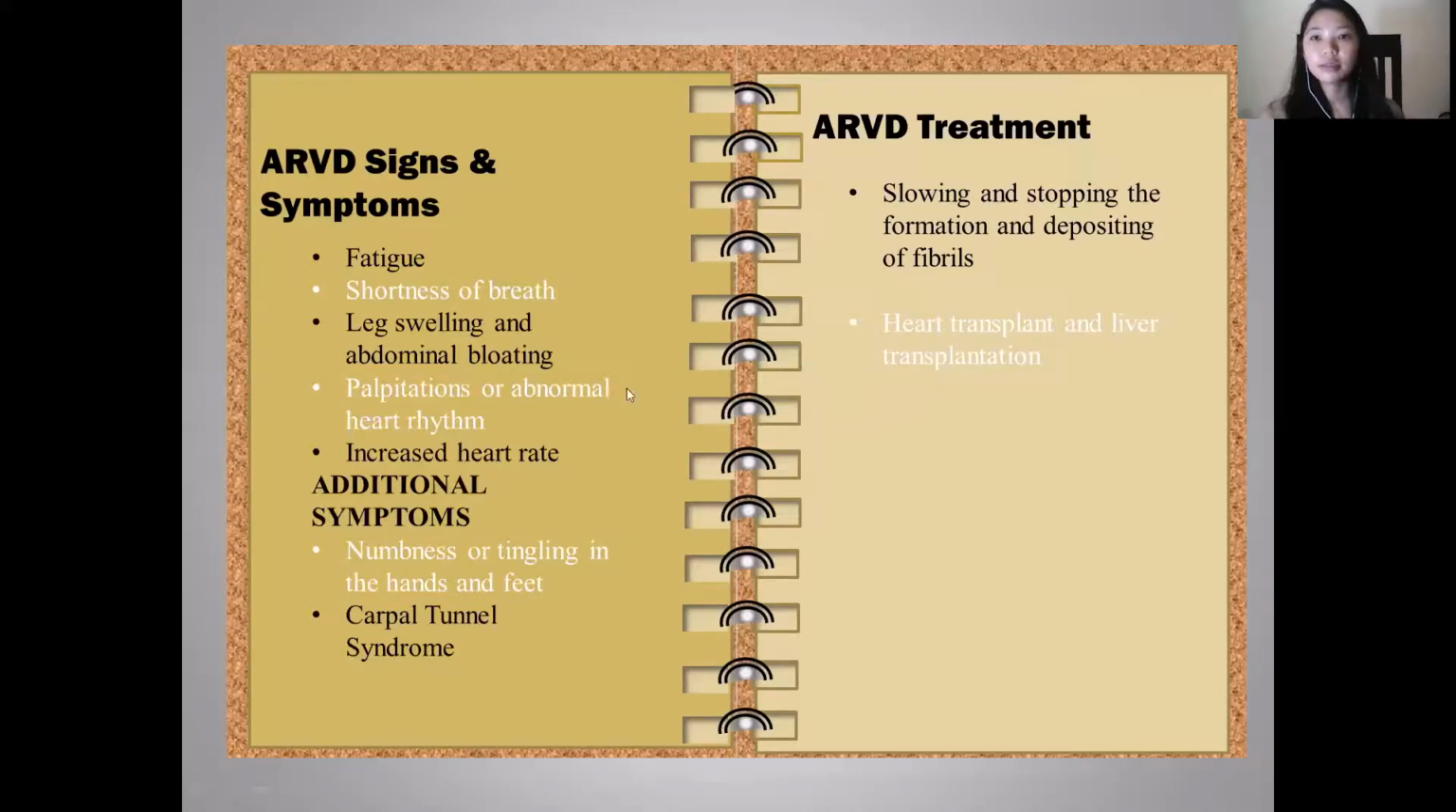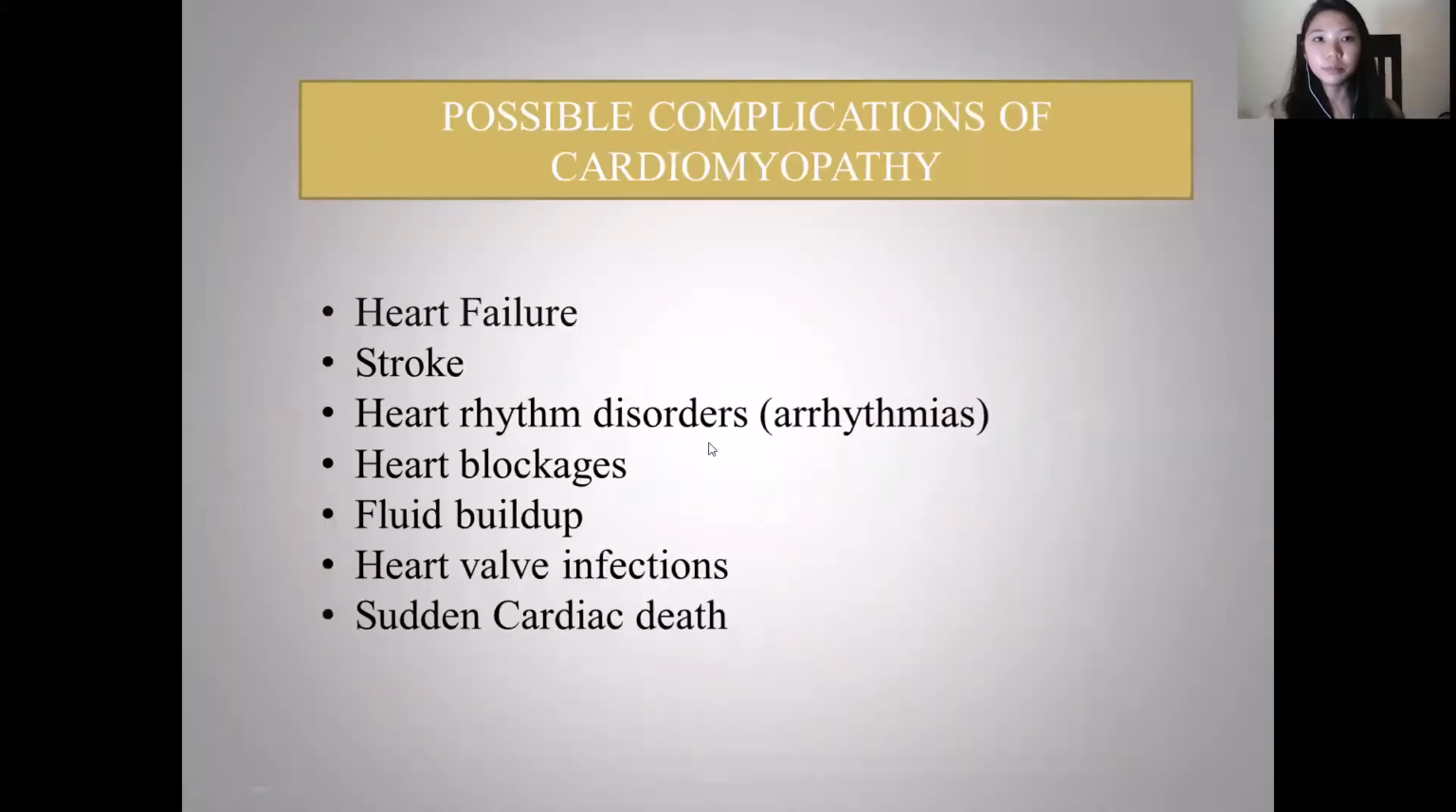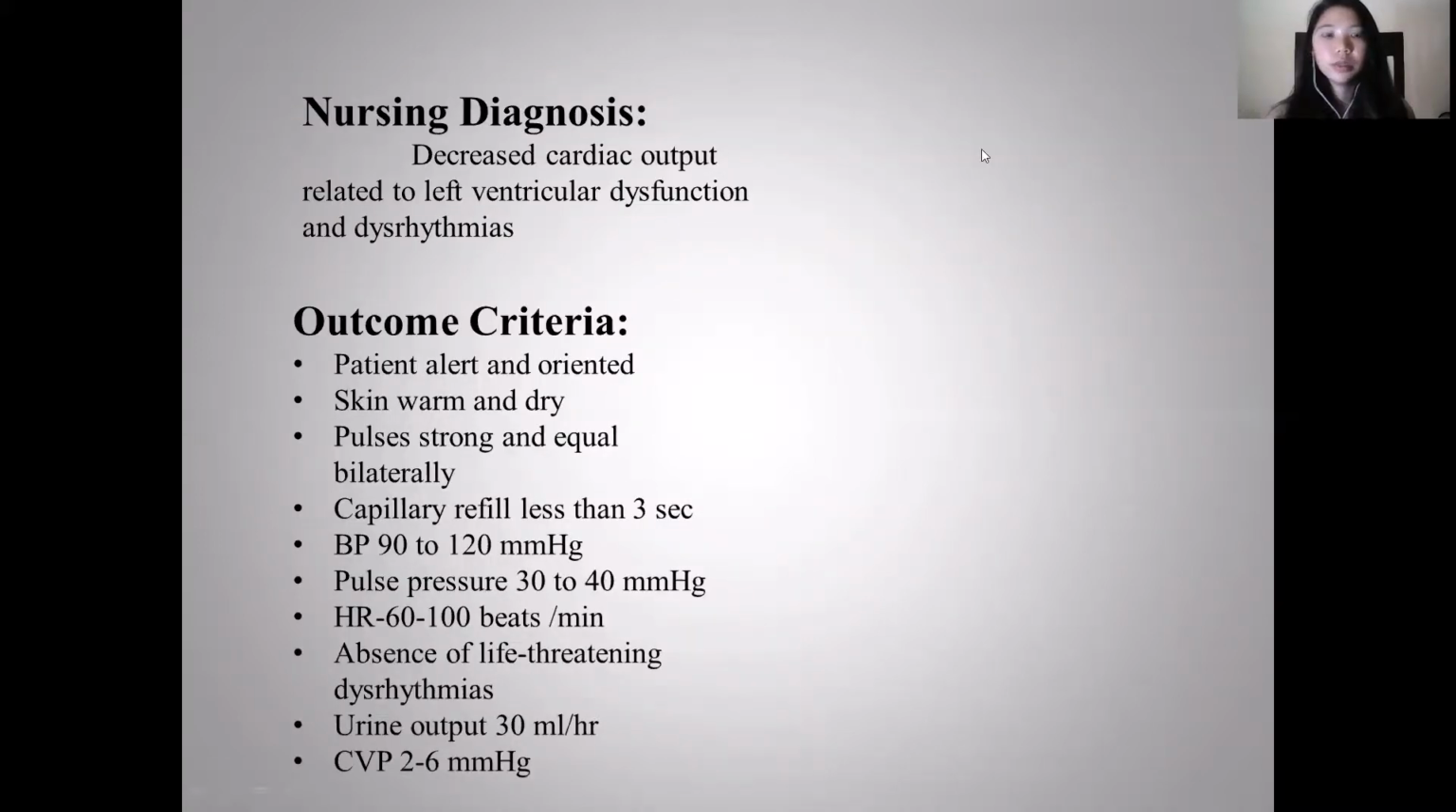the transthyretin. So the possible complications of cardiomyopathy are heart failure, stroke, heart rhythm disorders or arrhythmias, heart blockages, fluid buildup, heart valve infections, and sudden cardiac death. So the nursing diagnosis is decreased cardiac output related to left ventricular dysfunction and dysrhythmias.